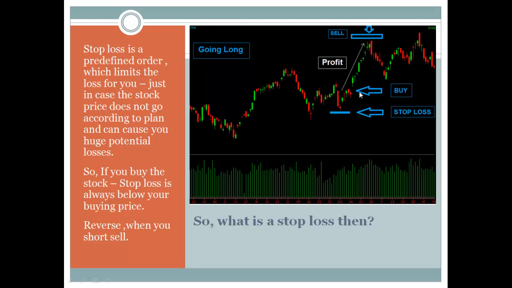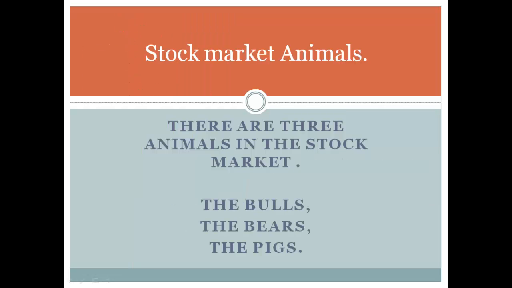So you are buying here, you would want to sell here, but if it turns around, you buy here and you sell here, this would be the small loss which you would take in order to protect your capital. So if you're buying the stock which is going long, stop loss is always below your buying price. But if you would be going short, which means you would be selling here, then stop loss would always be above it. Remember that.